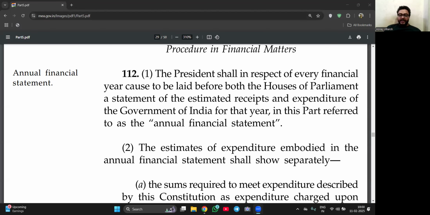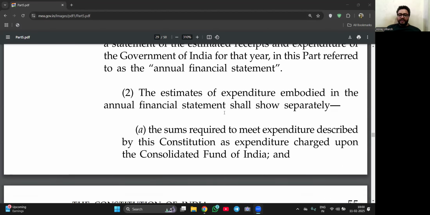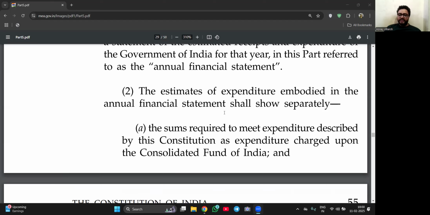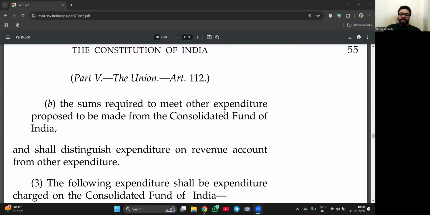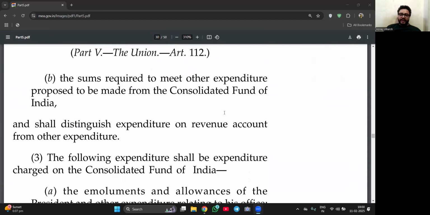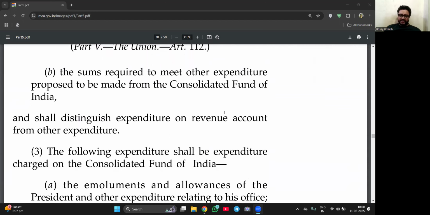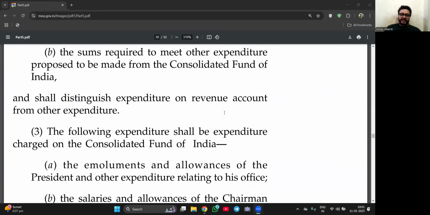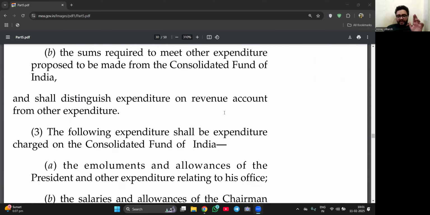Clause 2: The estimates of expenditure embodied in the annual financial statement shall show separately: Subclause A, the sums required to meet expenditure described by this Constitution as expenditure charged upon the Consolidated Fund of India, and subclause B, the sums required to meet other expenditure proposed to be made from the Consolidated Fund of India, and shall distinguish expenditure on revenue account from other expenditure.